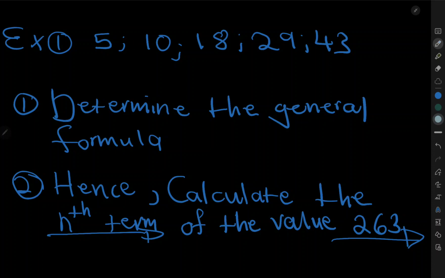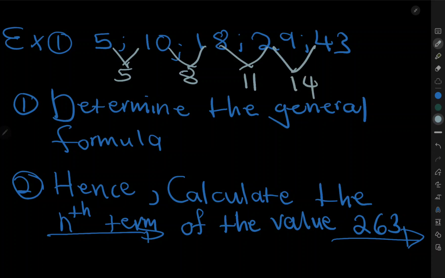the general formula. So to determine the general formula, being Tn, we're going to need to find the differences or to determine what type of pattern this will be. And to do that, we need to find the difference between T2 and T1, and we know that that is 5. And the difference between T2 and T3, that will be 8. The difference between these two will be 11. And the difference between those two will be 14.